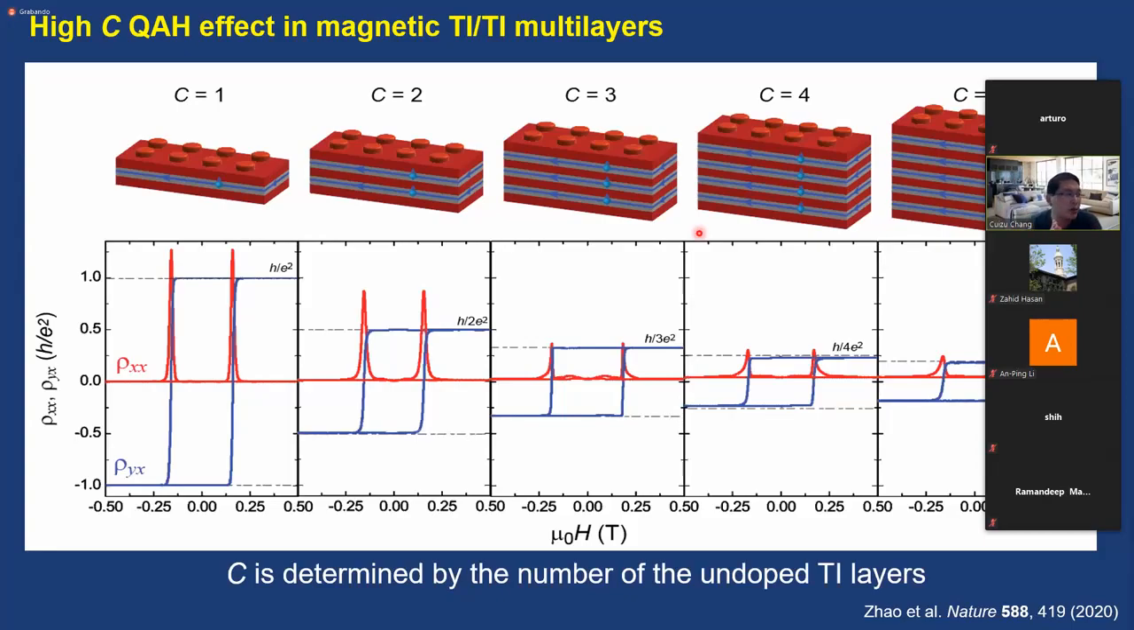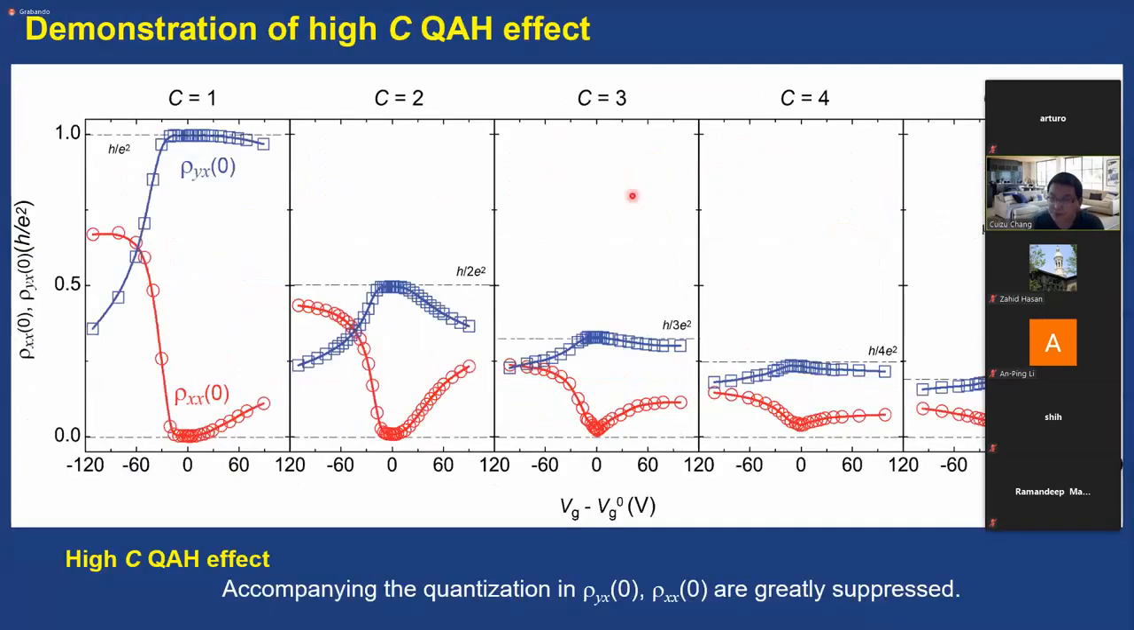And recently, my students could realize very accurate C equals 10 quantum anomalous Hall insulators. The Chern number of the quantum anomalous Hall insulator, as you can see from this Lego structure, actually depends on the number of undoped TI layers in this multilayer structure.